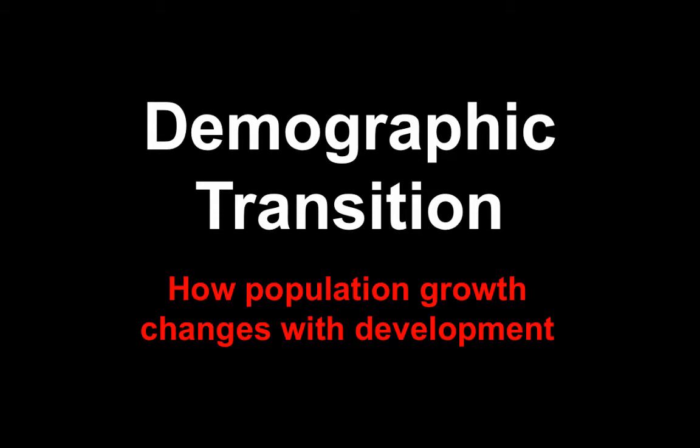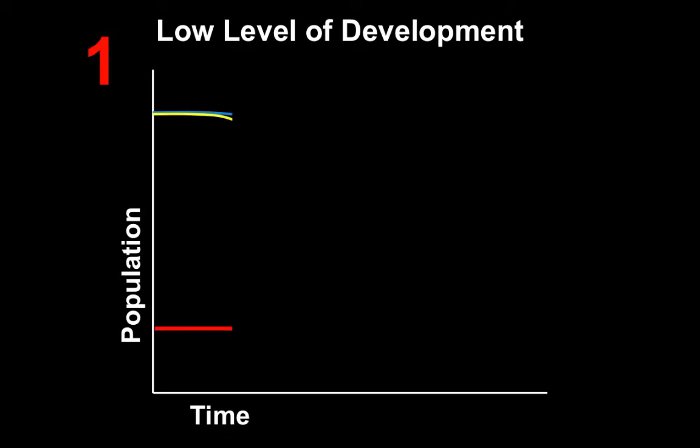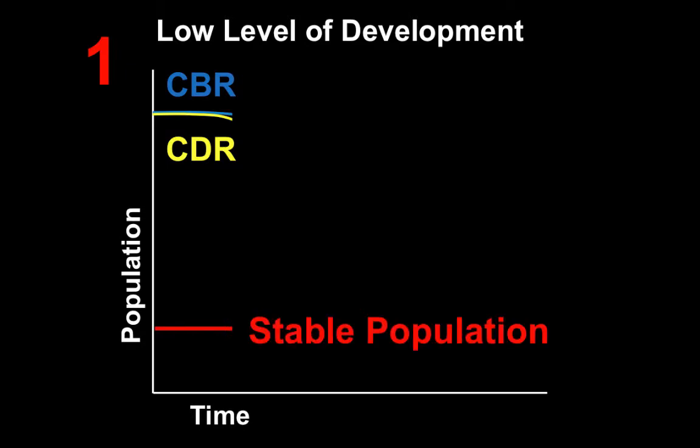Here we're going to look at the 4 phases of demographic transition. So remember, we're going to start at level 1. And in level 1, there's a low level of development within this society. So they have a very high birth rate, and it's matched by a relatively equally high death rate. So people are having a lot of kids, a lot of them are not necessarily surviving, and so the population remains stable. Birth rate and death rate are relatively equal.